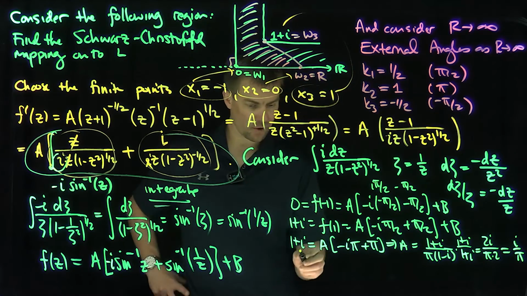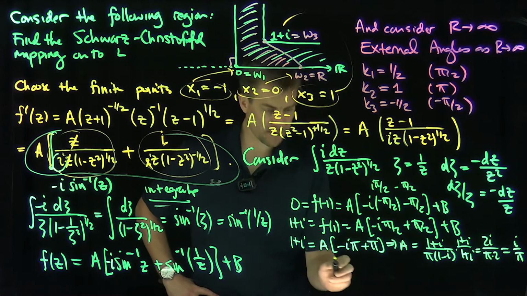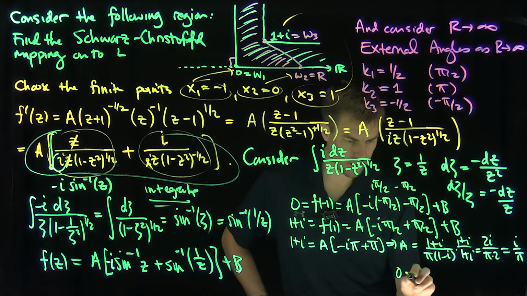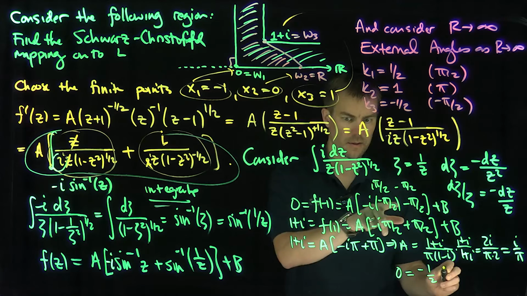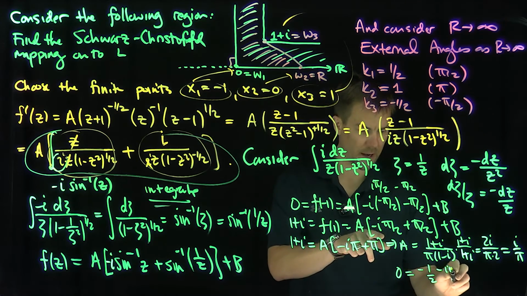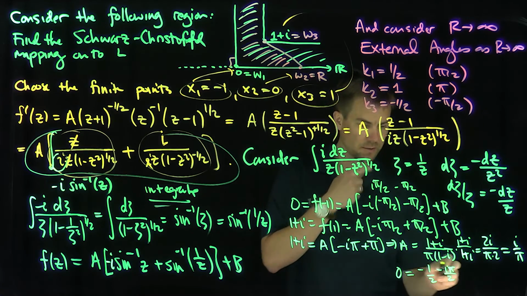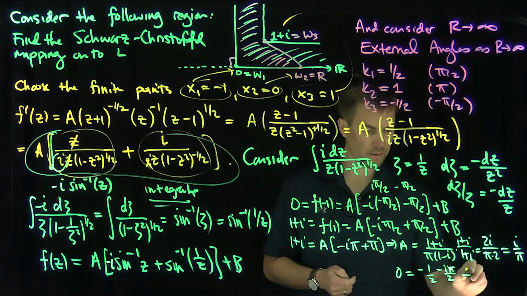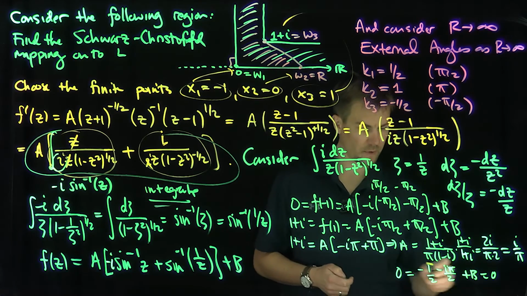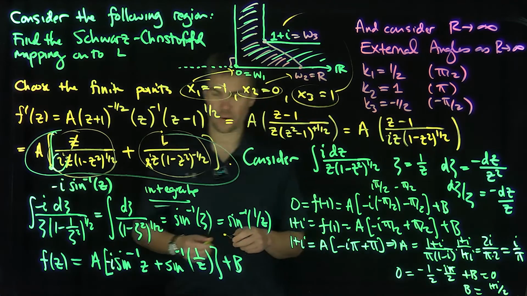So let's plug that into this equation over here. If A is i over pi, then 0 is going to be equal to i over pi times this thing over here, which is a negative 1/2. Then we have i over pi, so that's a negative i pi over 2 times pi. The pi is going to cancel out, so negative i over 2, plus B is equal to 0, right? So that tells me what B is. B is going to be 1 plus i over 2. Beautiful. And so now we can plug that in.